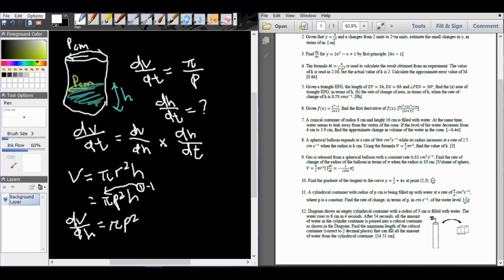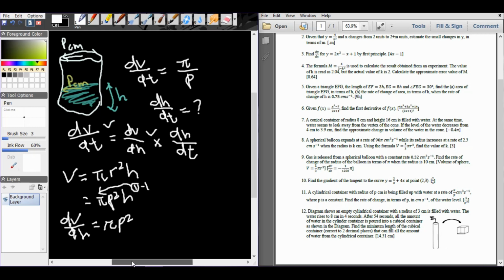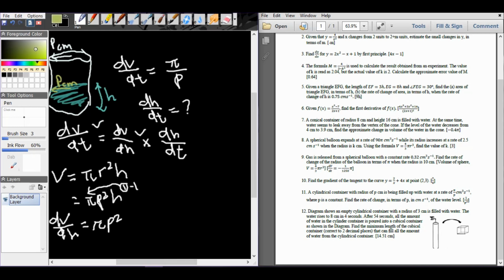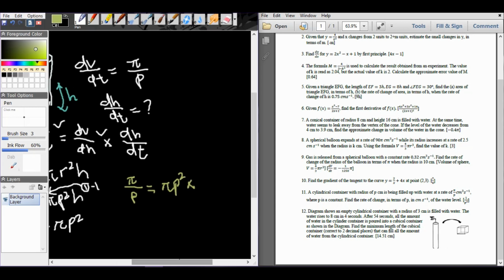Now we have dV/dt and dV/dH. We can find dH/dt. So dV/dt is pi over p equals dV/dH, pi p square, times dH/dt. dH/dt equals pi over p divided by pi p square. So you will have pi over p times 1 over pi p square. Pi simplify, so the answer is 1 over p cubed.